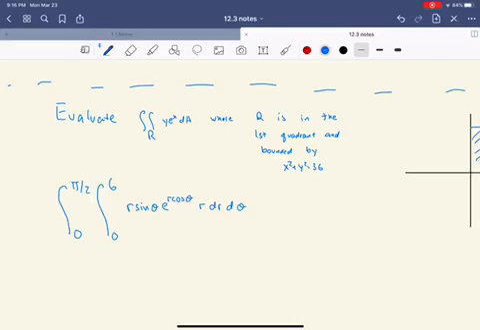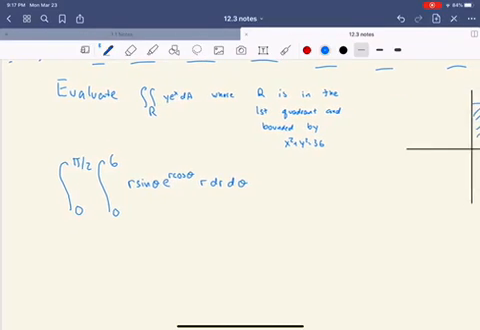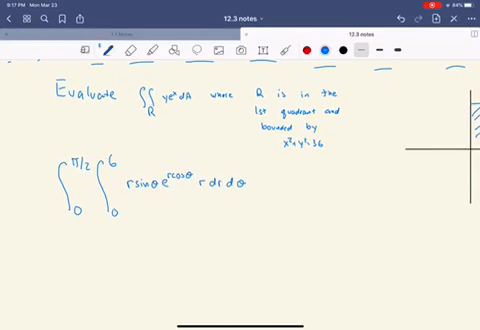Now, I found it's going to be a little easier if I actually switch the order of integration. Don't really need to do too much here. r goes from 0 to 6, theta goes from 0 to pi over 2. And now I'm going to have r, and I'm going to keep it separate for a reason.